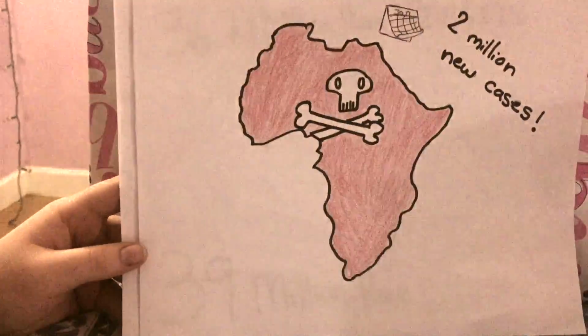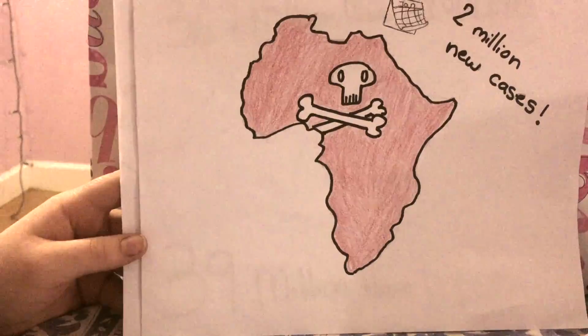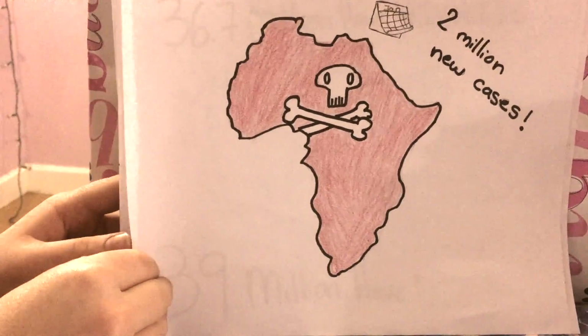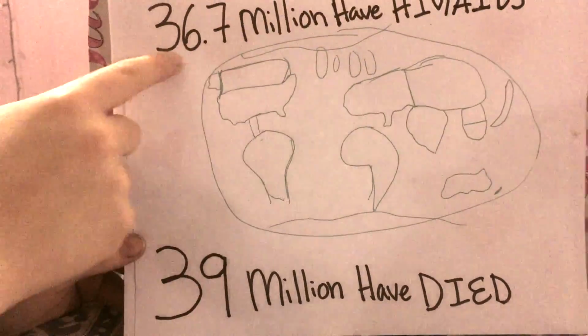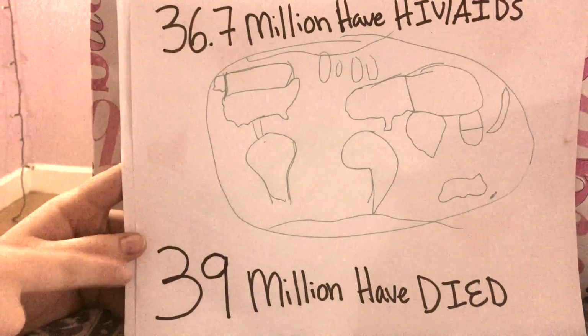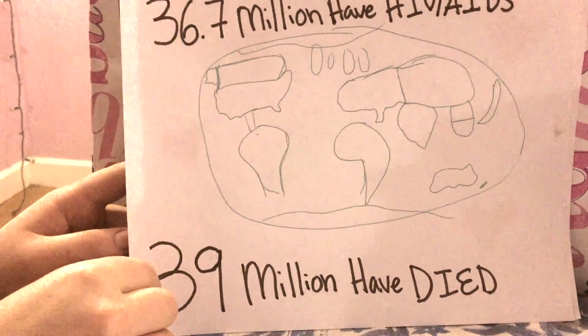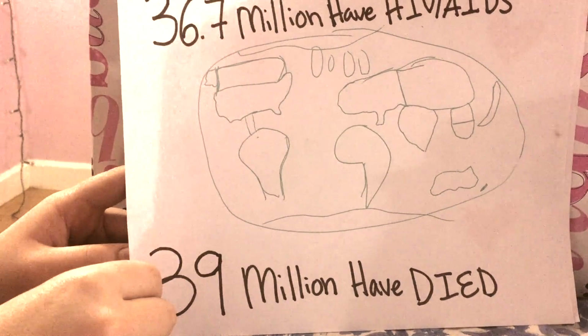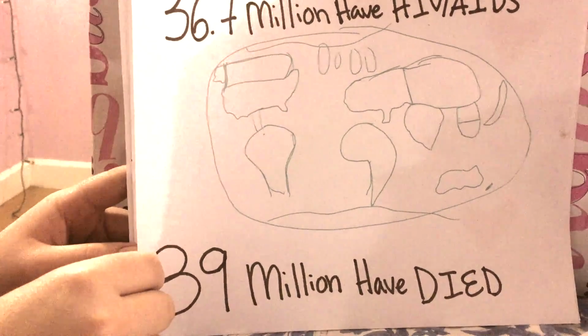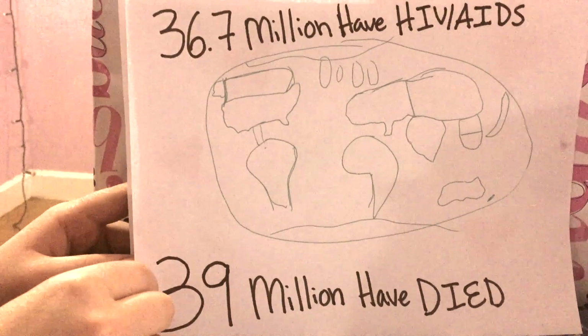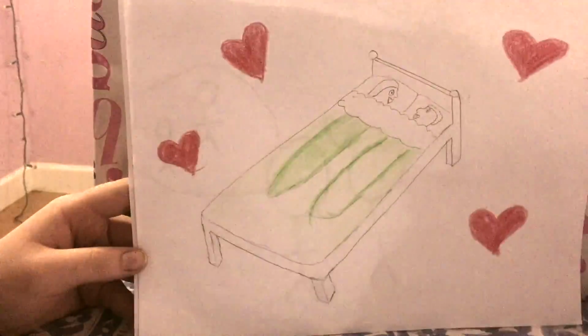This disease is most prevalent in Africa, where about 2 million new cases of HIV are found every day. Worldwide, there are about 36.7 million people with HIV today, and more than 39 million have died since the first outbreak. This disease is not a joke. The complications are overwhelming, and the risk of death is too high.